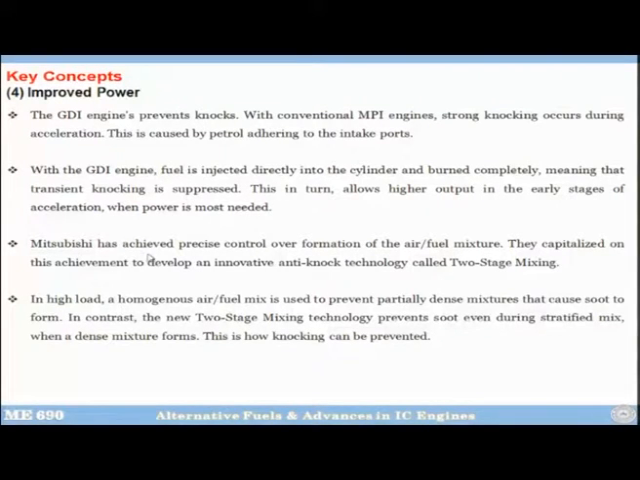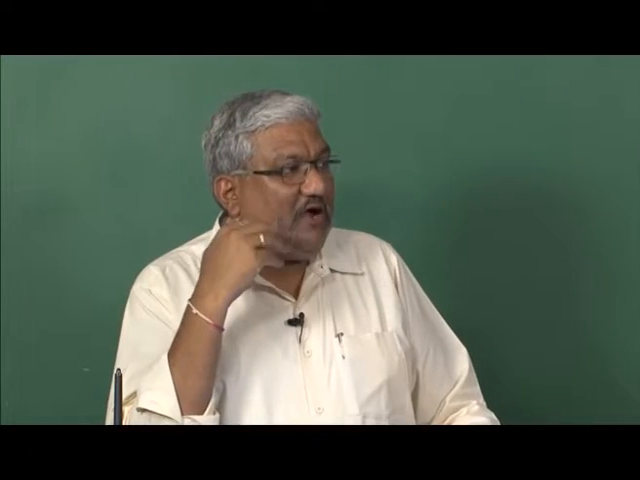Okay. So, Mitsubishi achieved precise control of formation over the air fuel mixture. They capitalized on this achievement by developing an innovative anti-knock technology called two-stage mixing. It is a very innovative technology, and the sole purpose of this technology is to avoid knocking. Although the GDI engine does not knock in most cases, even during heavy transients, it should not knock. So, how can we avoid that? That is avoided by two-stage mixing.